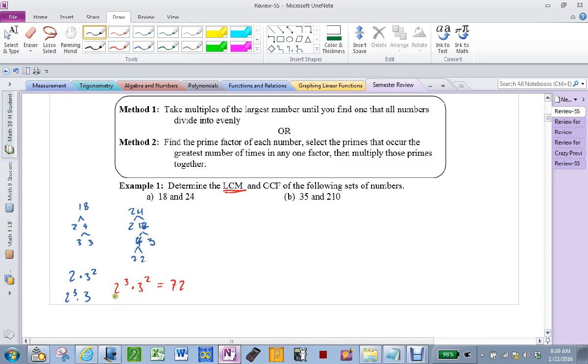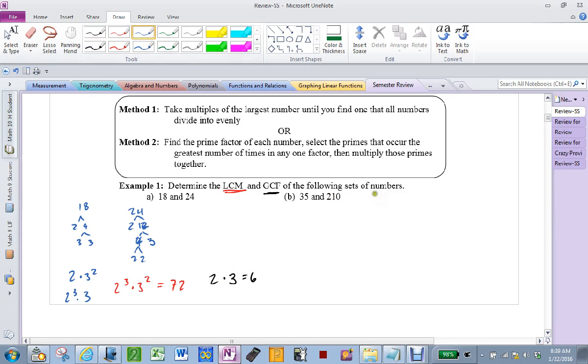GCF in black. What's common? How many 2's are in both? 1. How many 3's are in both? 1. So it's 2 times 3, which is 6. Okay? Everybody good?